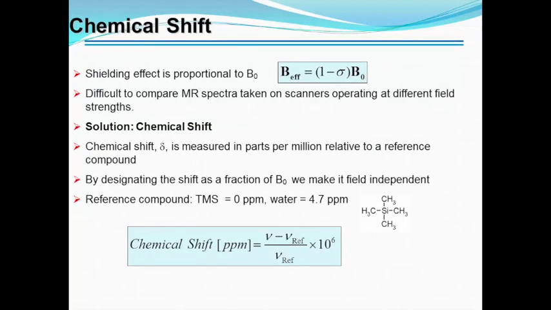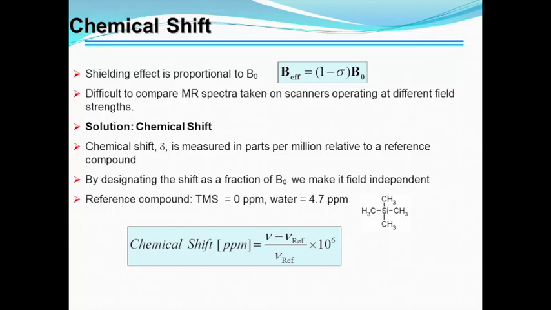So the shielding effect is proportional to the applied magnetic field, which makes it difficult to compare MR spectra taken on scanners operating at different field strengths. The solution to this is the chemical shift. The chemical shift, or delta, is measured in parts per million relative to a reference compound. So it's the frequency of absorption minus our reference frequency, divided by the reference frequency. And by designating the shift as a fraction of this reference frequency, which is proportional to the applied magnetic field, we make it field independent.